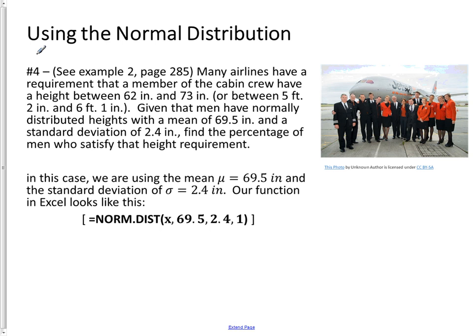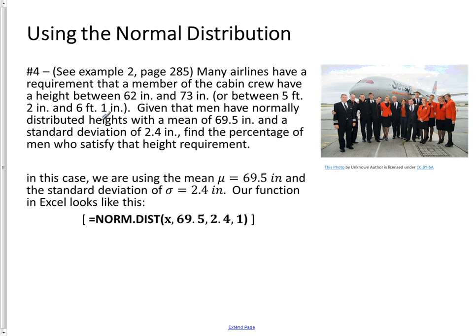All right, so let's use this in an application. This is an interesting one: many airlines have a requirement that members of the cabin crew have a height between 62 and 73 inches, that is, somewhere between 5'2" and 6'1". Any shorter than 5'2", they might not be able to reach all of the overhead compartments they need to. Over 73 inches, they're going to be bumping their head and be very uncomfortable. So given that men have normally distributed heights with a mean of 69.5 inches and a standard deviation of 2.4 inches within the population, let's find the percentage of men who might satisfy that requirement.